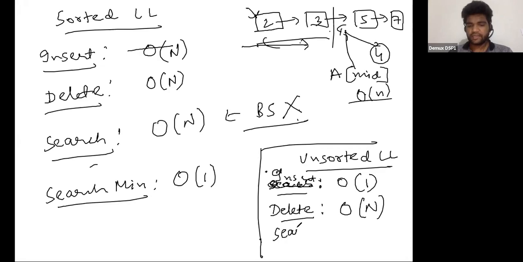If you have to search an element, you will again have to traverse the entire list. So it can take up to n time. If you have to search the minimum in an unsorted list, it will take again order n time because you will have to traverse the entire list.